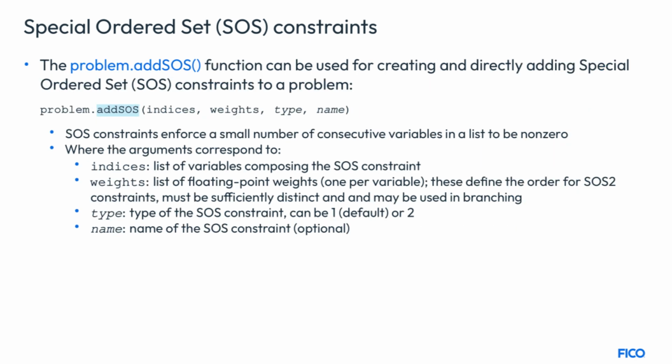SOS constraints can be added to an Express problem via the problem.add_SOS method. The method receives as arguments the list of variables composing the SOS constraint, weights that define the ordering for the constraints to enforce, the SOS type, and, optionally, a name.